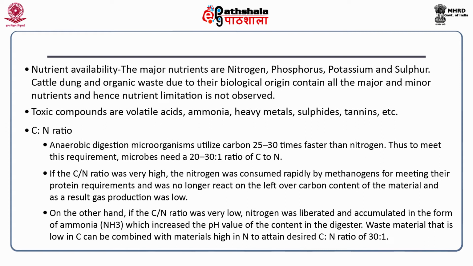Waste material that is low in carbon can be combined with materials which are high in nitrogen to attain a desired C/N ratio of 30:1. So, the optimum C/N ratio for anaerobic digestion is around 30:1.